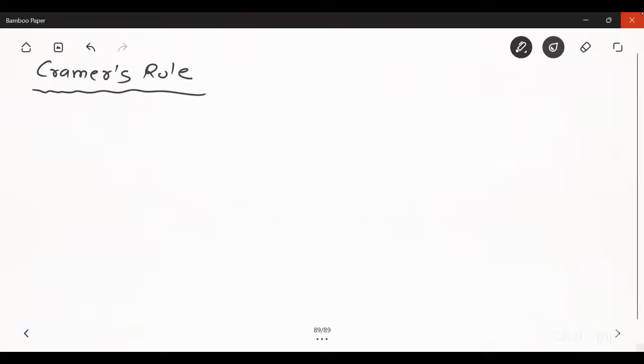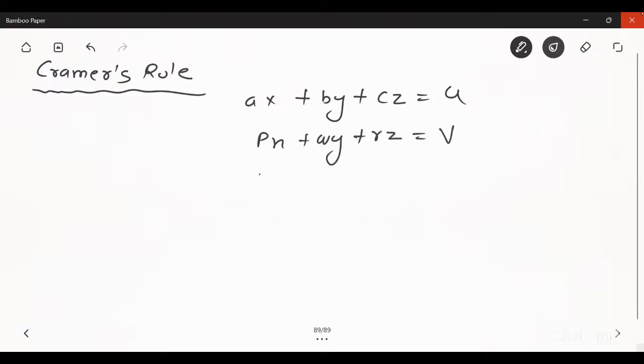Now, firstly, I am writing it: ax plus by plus cz equal to, you can take any value, suppose you can take u; px plus qy plus rz equal to v; and mx plus ny plus oz is equal to w.